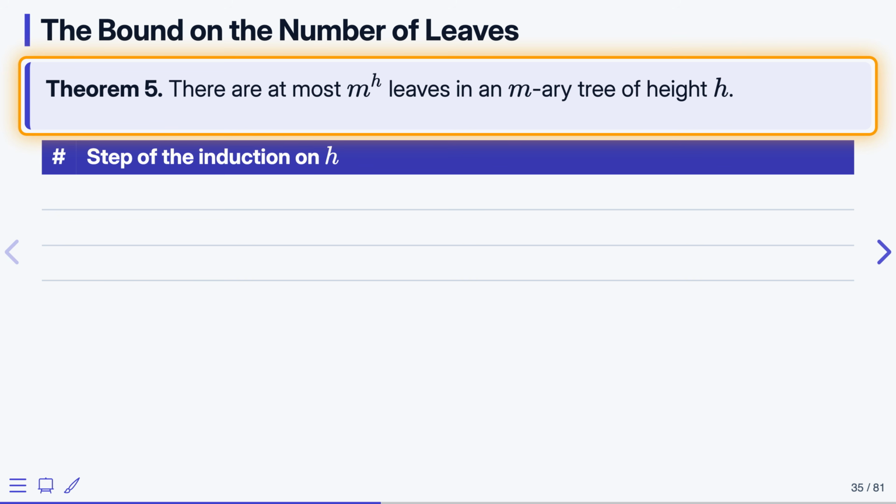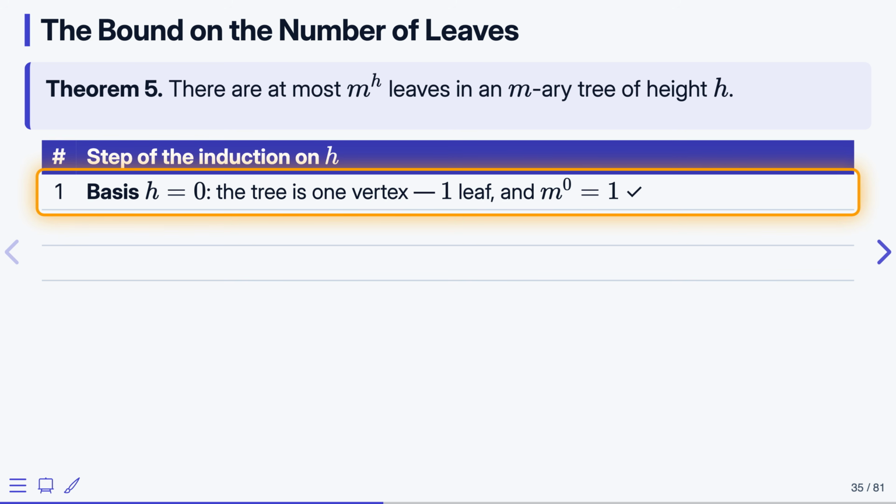Theorem 5 puts a ceiling on how many leaves a tree can have. In an m-ary tree of height h, there are at most m to the power h leaves. We prove it by induction on the height. Step 1. The basis. A tree of height 0 is a single dot. It has 1 leaf and m to the power 0 is 1, so it holds.